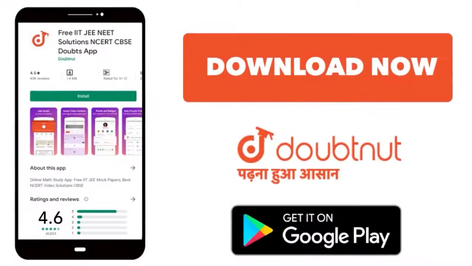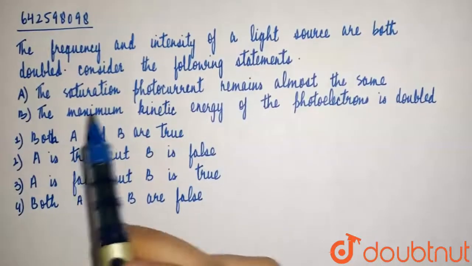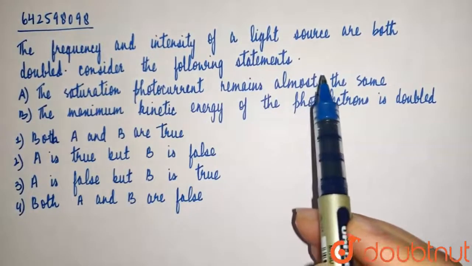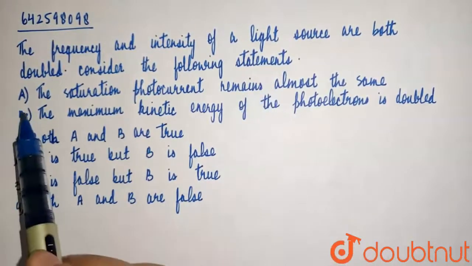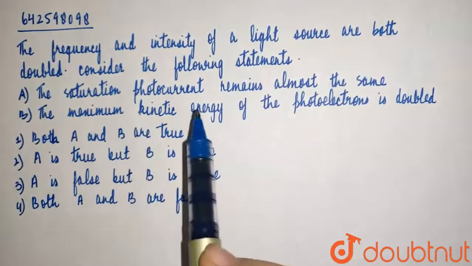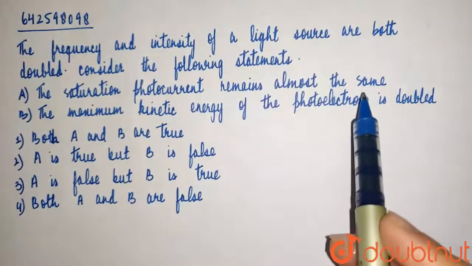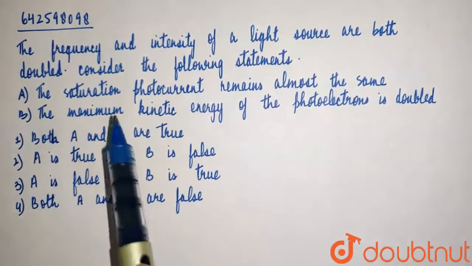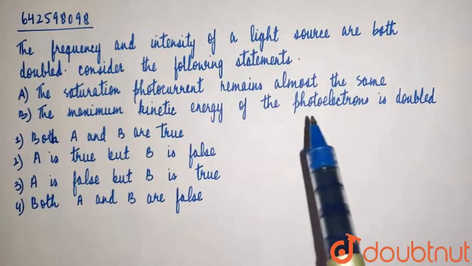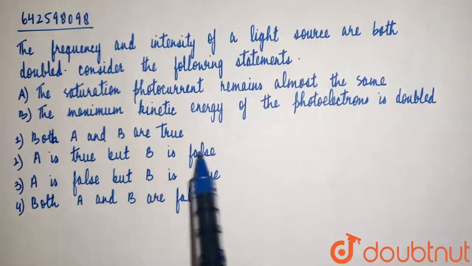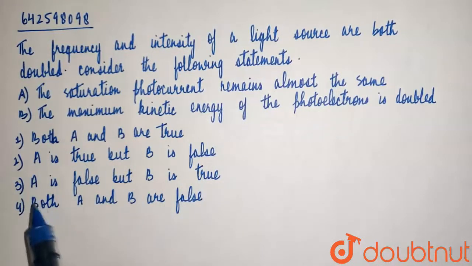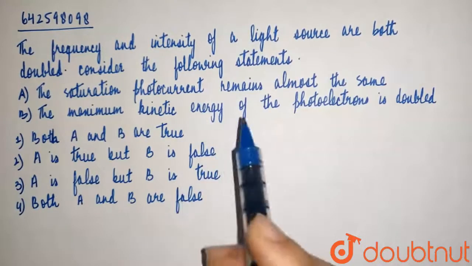The question is, the frequency and intensity of a light source are both doubled. Consider the following statements. First statement is, the saturation photocurrent remains almost the same. Second statement is, the maximum kinetic energy of the photoelectrons is doubled. Options are: both A and B are true, A is true but B is false, A is false but B is true, or both A and B are false.